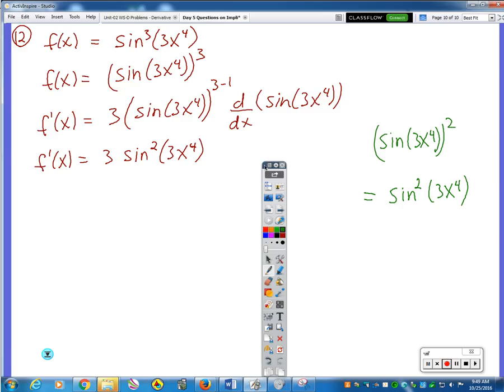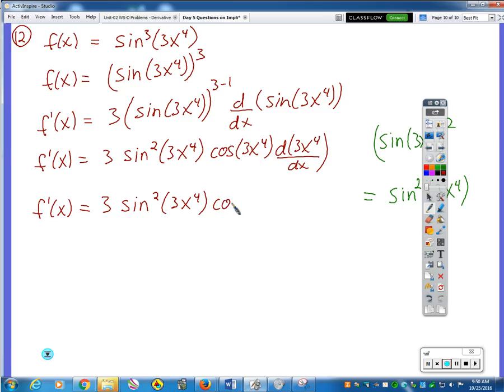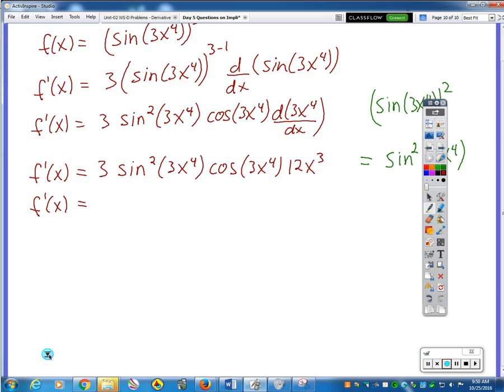So back over here, the derivative of the sine is the cosine multiplied by the derivative of the cosine's argument. Anything about that that causes anyone anxiety? So this is a polynomial, so we can do that derivative quickly. 12x cubed, sorry. Questions to there?